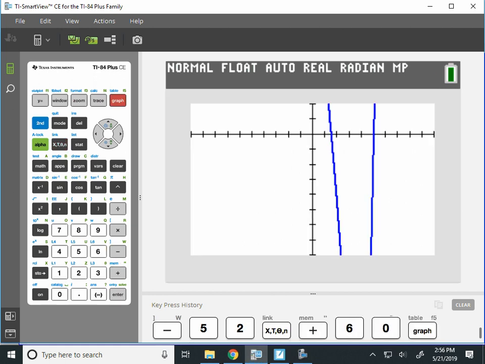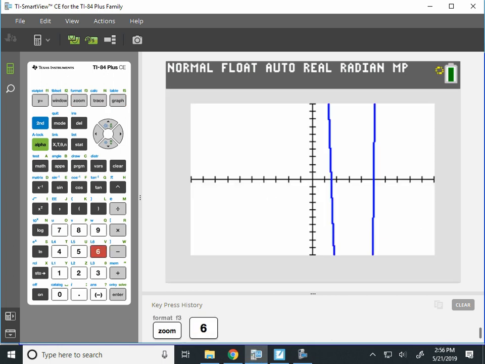Carefully graph it, and I'm going to zoom into my regular window, zoom 6. I don't really need to know anything else about the graph except where the x-intercepts are. So it looks like I have 2 x-intercepts. Let's trace them. It's going to be easier to trace them if you change the window a little bit.